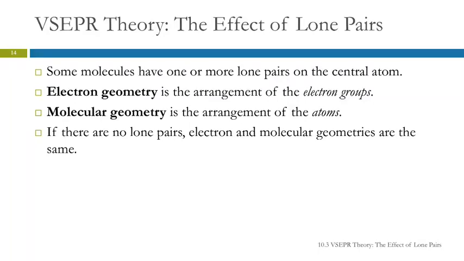Okay, what if we have lone pairs? Lone pairs on the central atom are groups. So now we have to talk about two different kinds of geometry. Electron geometry, how the groups of electrons are arranged, and molecular geometry, how the atoms are arranged. When there are no lone pairs on the central atom, those two geometries are the same.